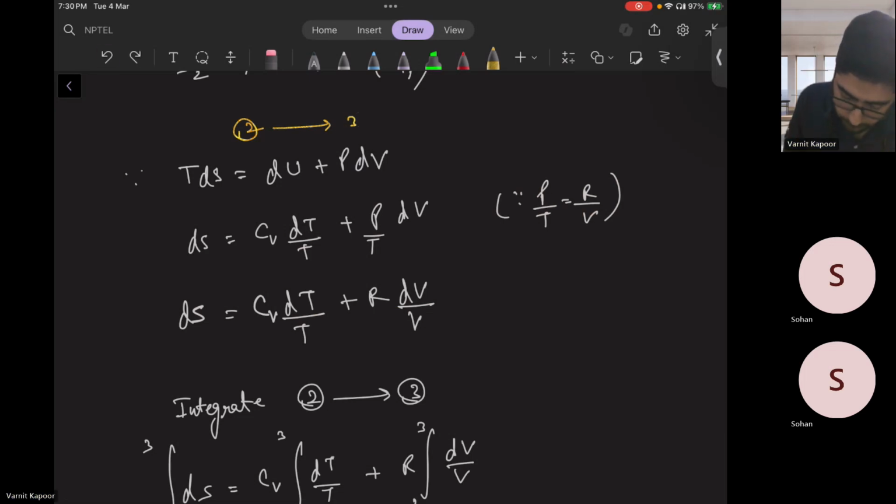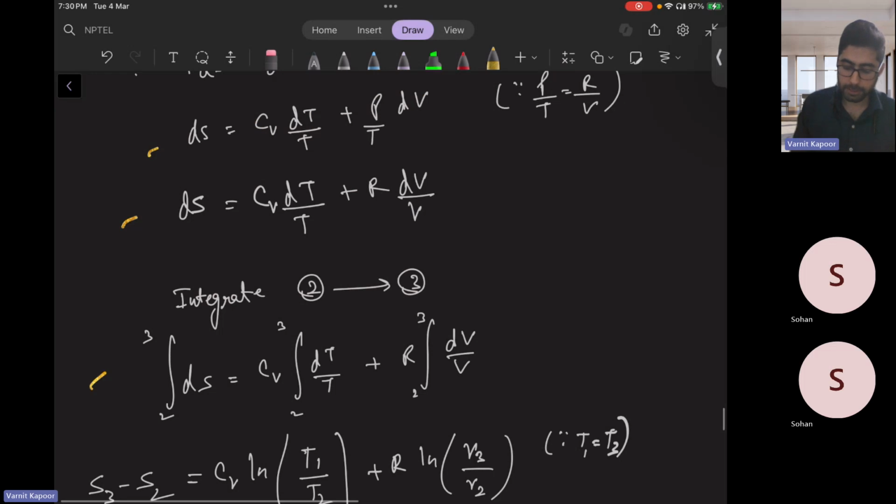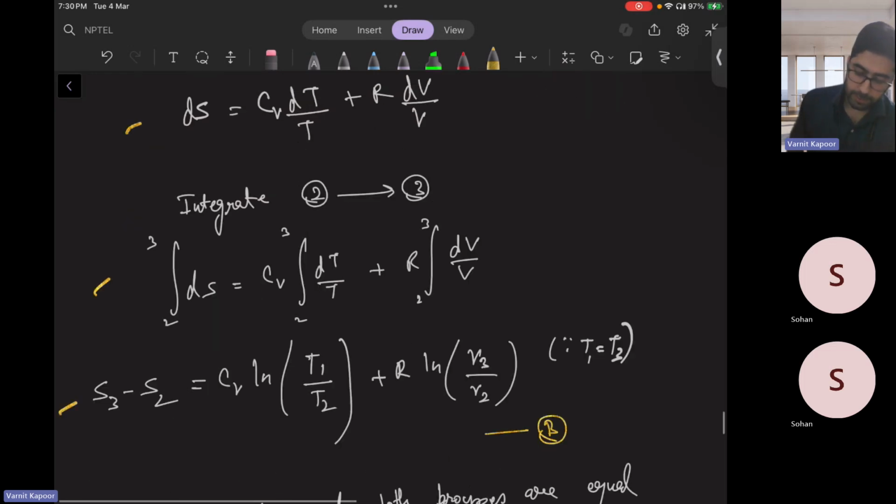Now, 2 to 3. You put TdS is equal to du plus PdV. So transpose T on the right hand side and write P by T as R by V. So ds comes out to be this. So integrate from 2 to 3 for the process. So it's S3 minus S2 equals CV ln T3 by T2, but T1 and T3 are same. It's given in the question that initial and final temperature are same. So it's R ln V3 by V2. You get that expression B as well.